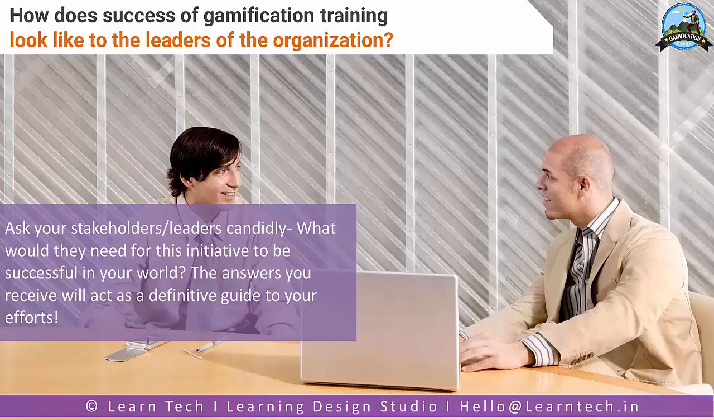Get ideas or opinions from others. It will be best if you can involve a few leaders and take a first-hand opinion on what they consider a successful campaign. Ask your stakeholders and leaders candidly, what would they need for this initiative to be successful in your world? The answer you receive will act as a definitive guide to your efforts. Your objective is to identify specific stakeholders' expectation of impact in his area of work. Get as much granular information as possible.